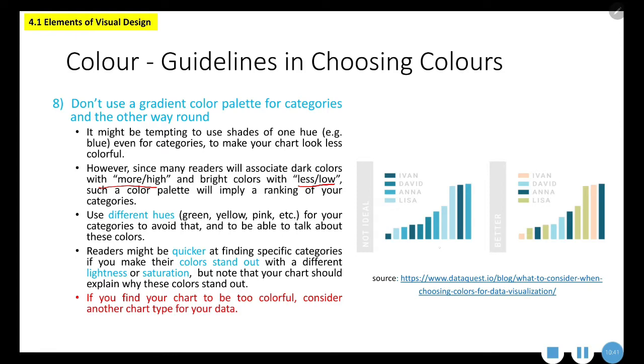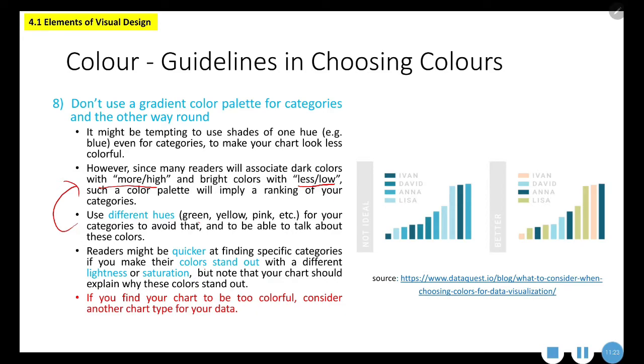So you might want to use different hues, for example, green with yellow and pink, for your categories in order to avoid this, to avoid readers associating lower values with bright colors and higher values with darker colors. So that the graph can talk about the values from the colors used. Readers might be quicker at finding specific categories if you make their colors stand out with a different lightness or saturation. But note that your chart should explain why these colors stand out.